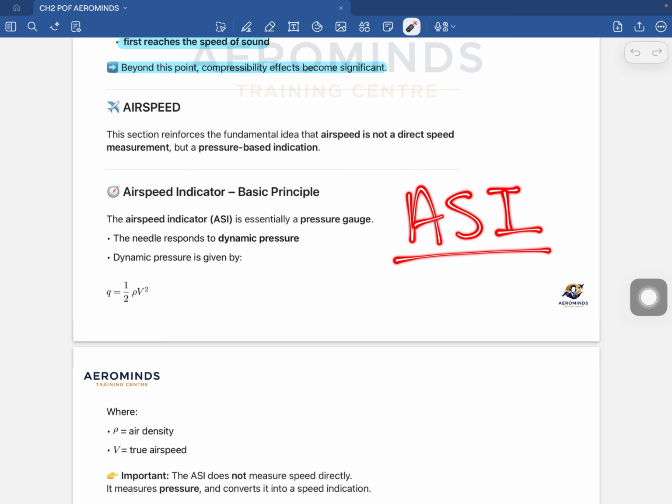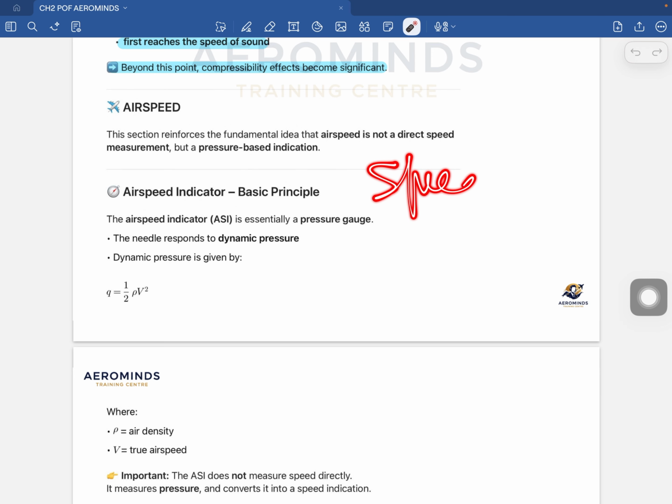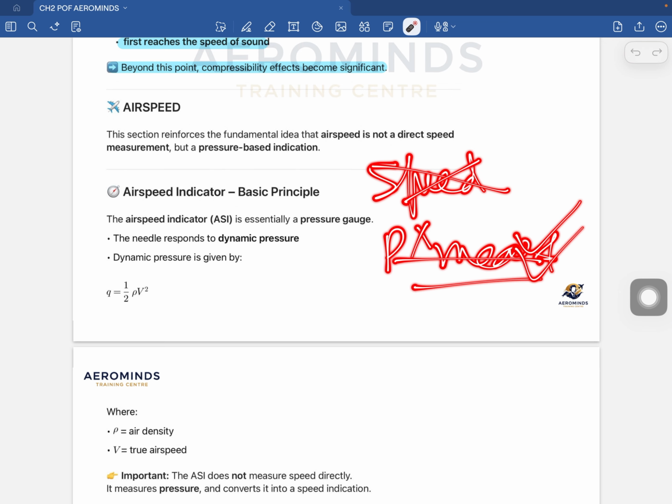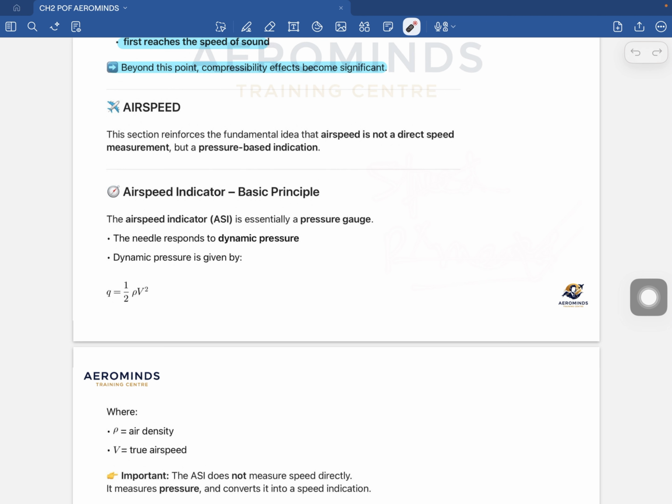The airspeed indicator is not a speed measuring device. It is actually a pressure measuring device. Remember this: speed measuring, no; it is a pressure measuring device. When you look at the needle of the ASI, that needle is not reacting to the speed.